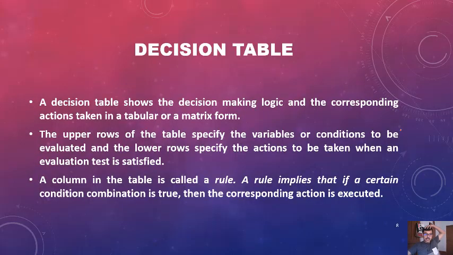Next, decision table. A decision table shows the decision making logic and the corresponding actions taken in a tabular or a matrix form. So a decision table is a table-like structure. The upper rows of this decision table specify the variables or conditions to be evaluated, and the lower rows specify the actions to be taken when an evaluation test is satisfied. A column in the table is called a rule. A rule implies that if a certain condition combination is true, then the corresponding action is executed.